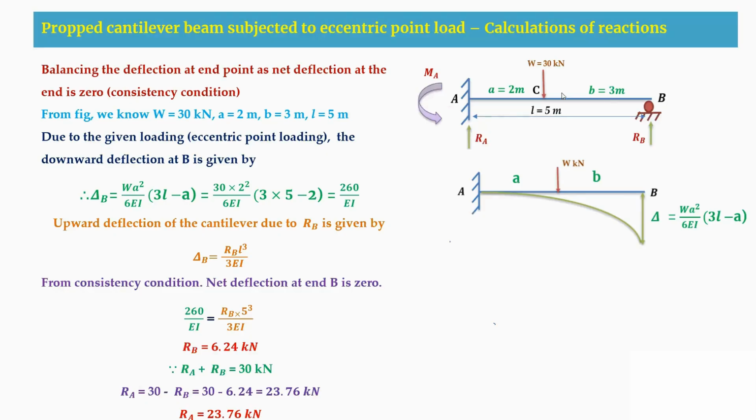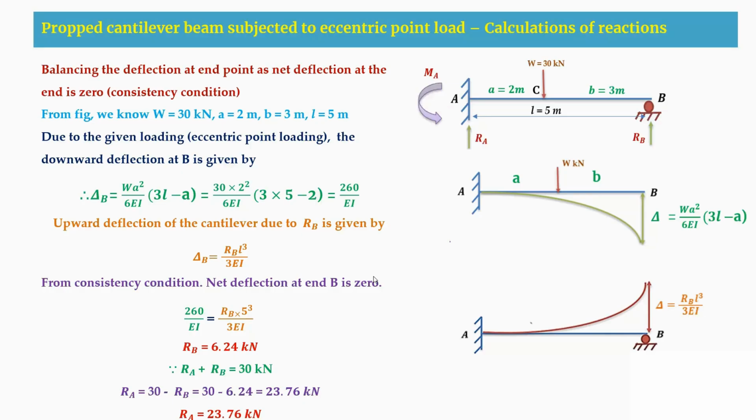We already know from this figure, W is 30, A is 2 meters, B is 3 meters, and the total span is 5 meters. By simplifying it, I am getting 260 by EI. After getting the downward deflection due to this externally applied load, the other part is the upward reaction here at this B support. Due to this upward reaction, I am having an upward deflection here. This upward deflection is RB into L cube by 3EI.